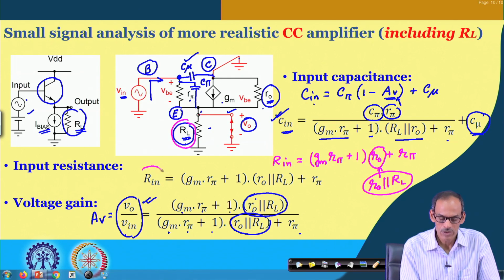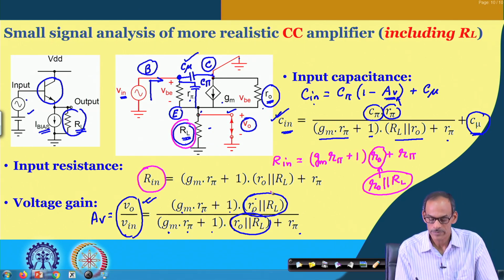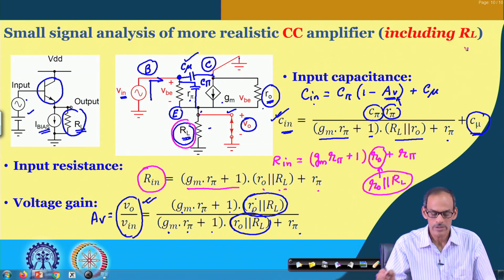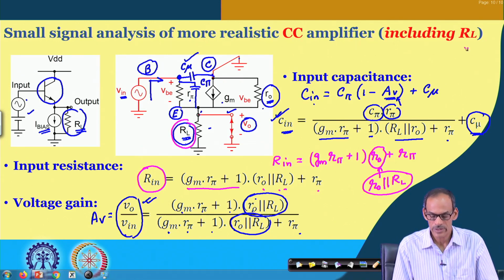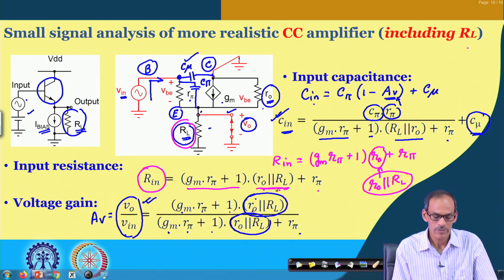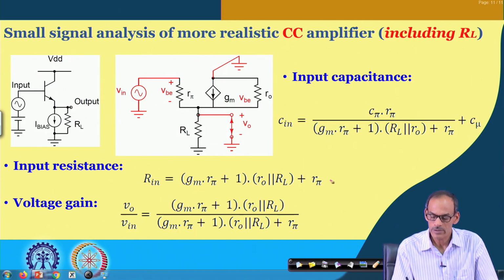So, the expression of the input resistance we have is (gm·rπ + 1) into (ro in parallel with RL) plus rπ. That is how, when you consider this RL in our circuit, what we are getting is this additional modification, and that is good enough to get its effect. In fact, you can further simplify this one.